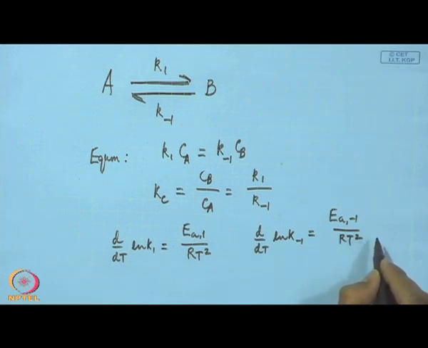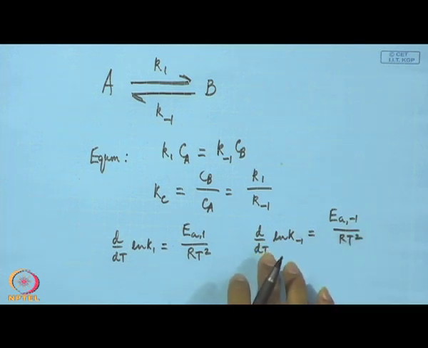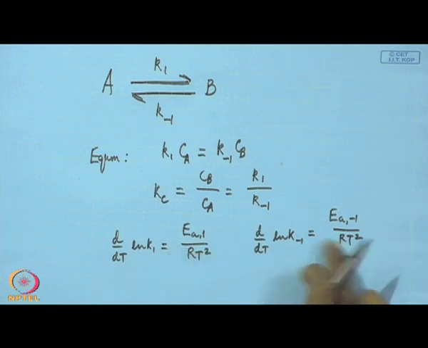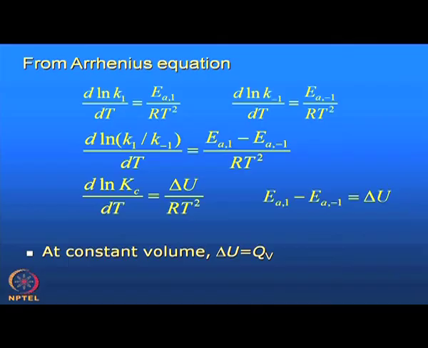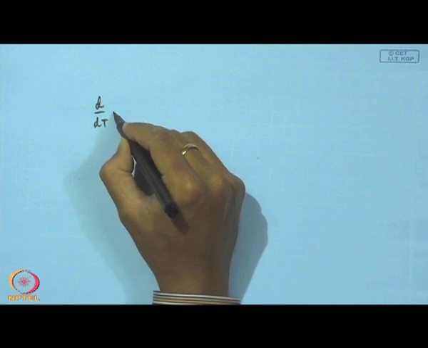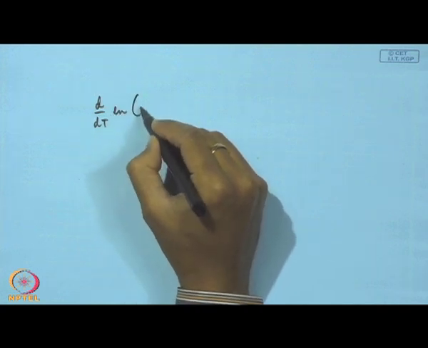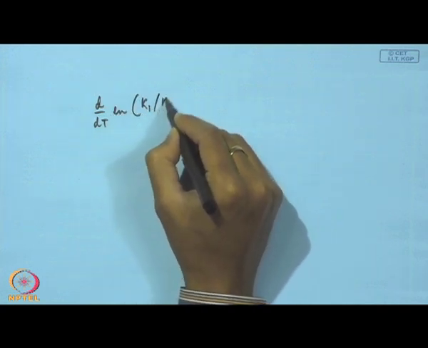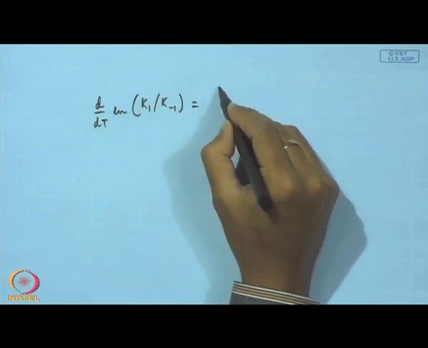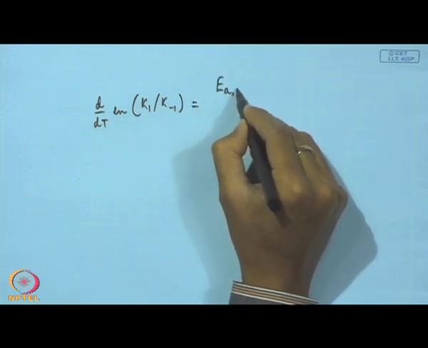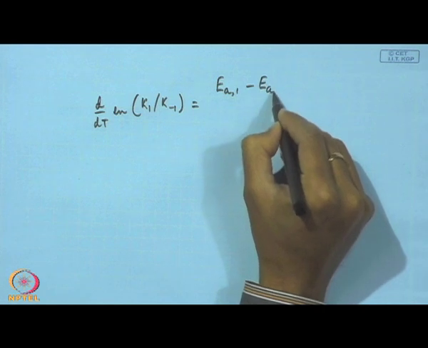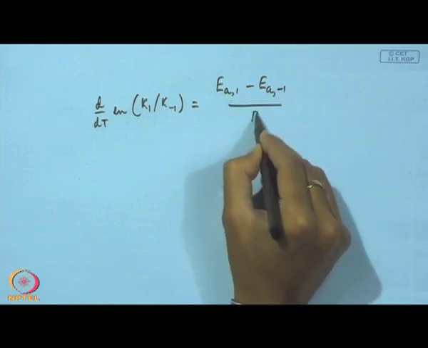So, if you subtract this from this, what will you be getting? That d/dT of ln K1 by K minus 1 is equal to EA1 minus EA minus 1 by RT square.